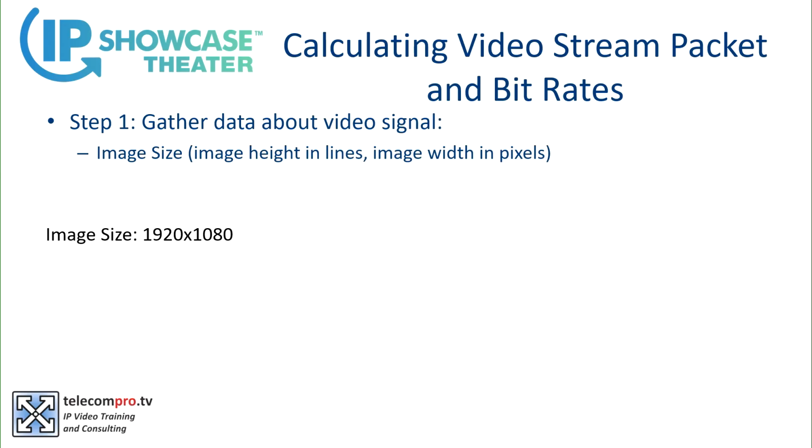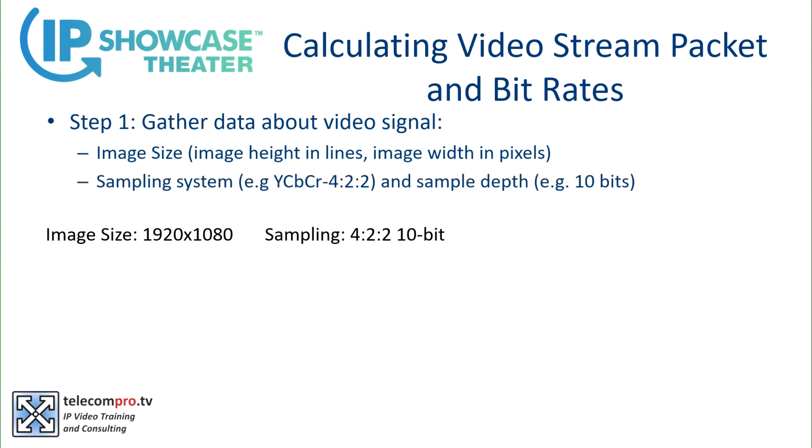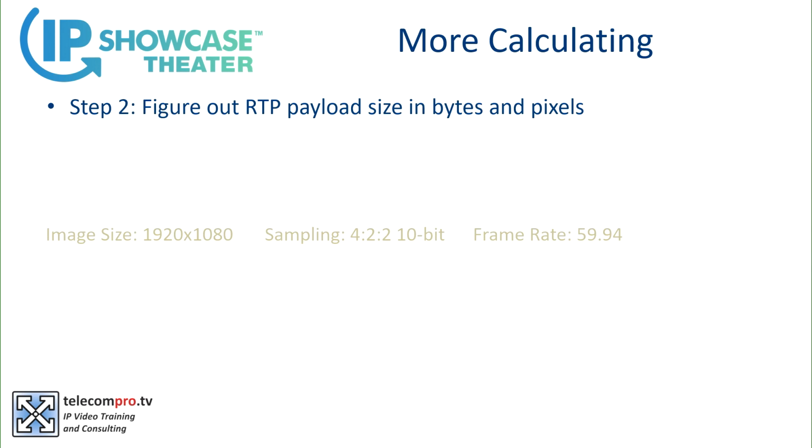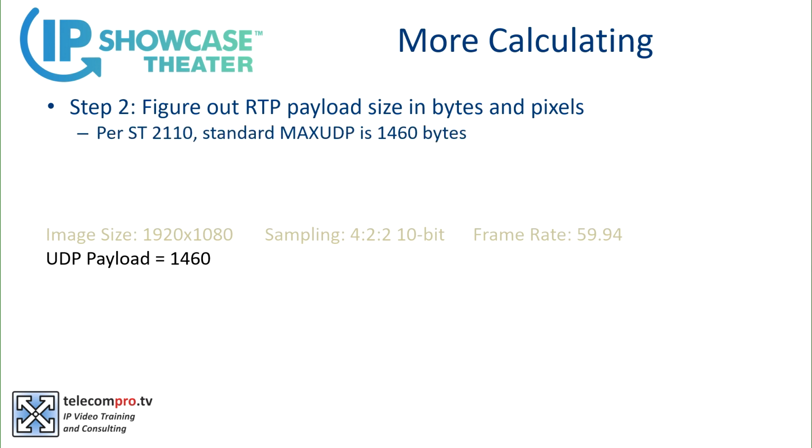So we figure out the image size, the number of pixels on each line times the number of lines. The sampling system, we're going to use 422 10-bit because it's very popular. The frame rate, 59.94, okay, standard North American. If we were doing this at IBC, the frame rate would be 50, and it would give us a different result because there are fewer pixels in a 50 hertz signal than in a 59.94 signal. No problem. So now we have to figure out our RTP payload size in bytes and pixels, okay?